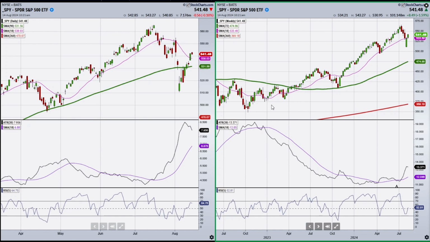So for those of you who watch my Friday morning stock market update on my YouTube channel, you recognize this setup. I've got the weekly S&P, the SPY on the right, and the daily on the left.